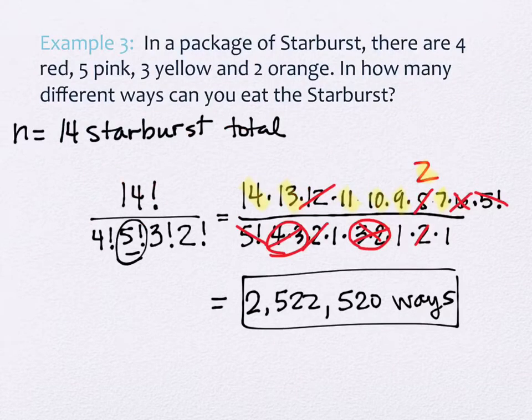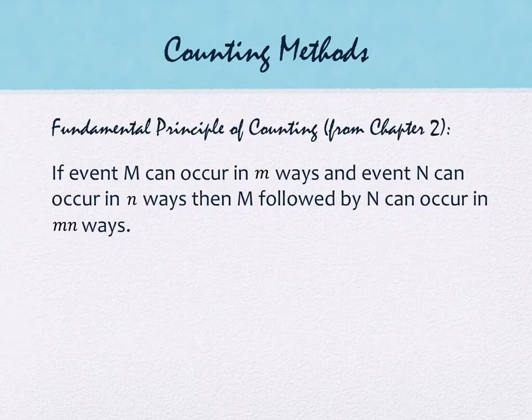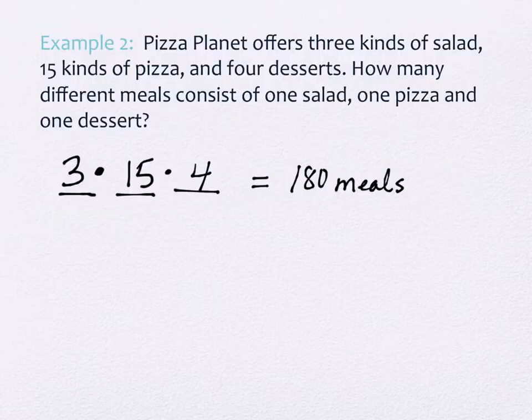The first one was the fundamental principle of counting. And the fundamental principle of counting talks about what happens when we have different sequentially ordered objects or sequentially ordered activities or whatever. And so we end up multiplying their individual numbers together and we get a grand total. So we had this example where we had meals at Pizza Planet.